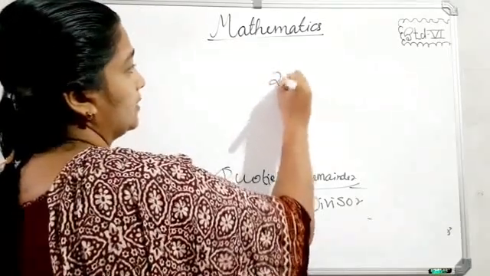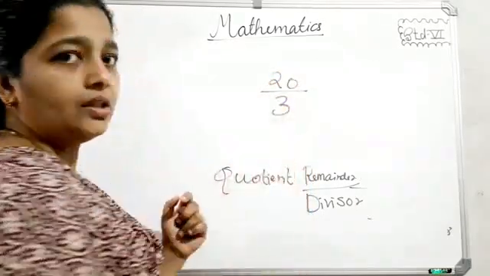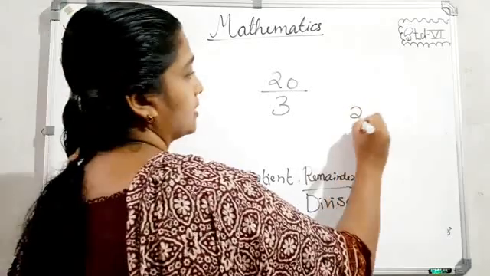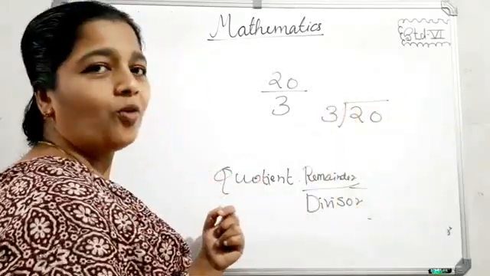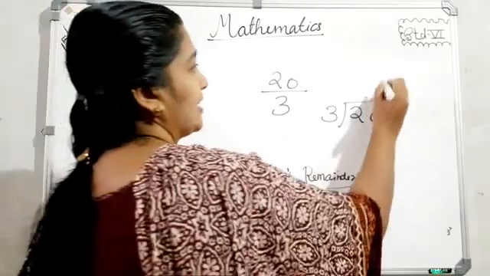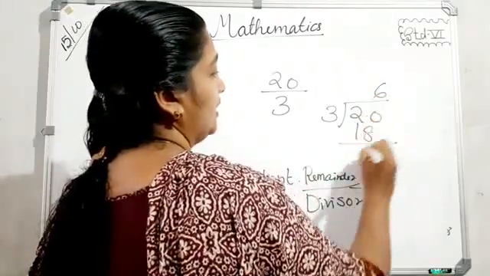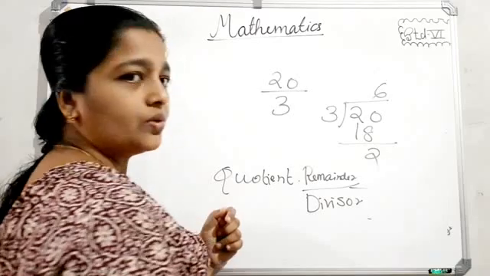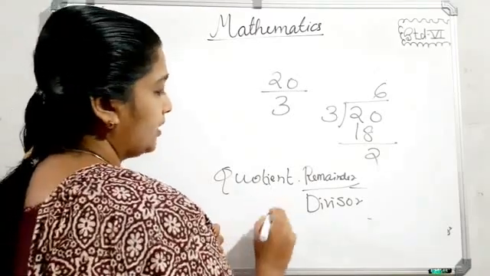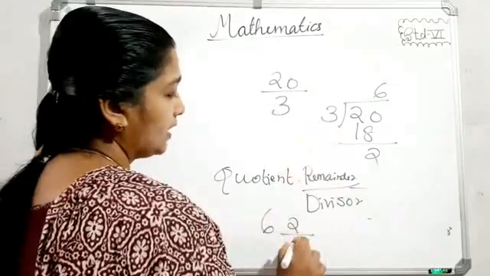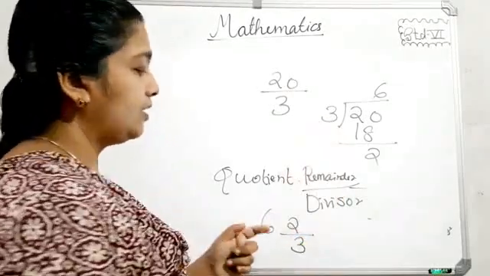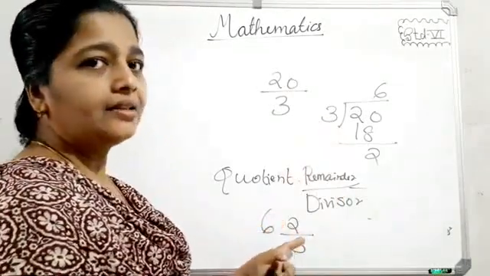20 by 3. So first step, 20 divided by 3. In 20, how many 3's are there? 6. 6 into 3 equals 18. Then the remainder is 2. Say the answer. Quotient 6 and remainder 2 divided by divisor 3. That is 6 and 2 by 3.